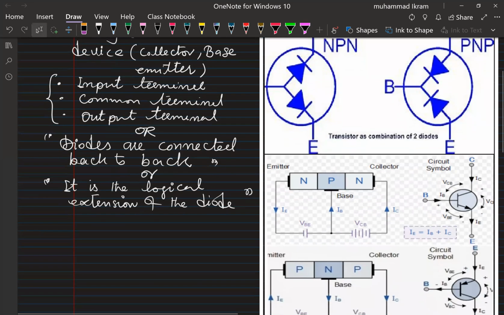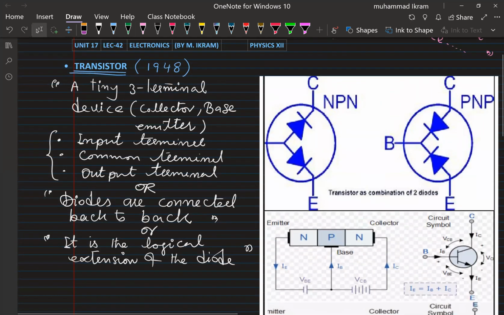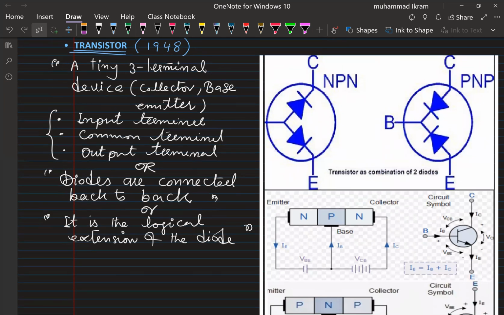So that is it. As I told, it is the logical extension of the diode, when two diodes are connected back to back. Here you see, for example, this is diode D1, here is diode D2, and as you see, the two diodes are connected back to back. If I straighten it like this, you see it like this. Look, they seem to be connected back to back. Here you also see they are connected back to back.